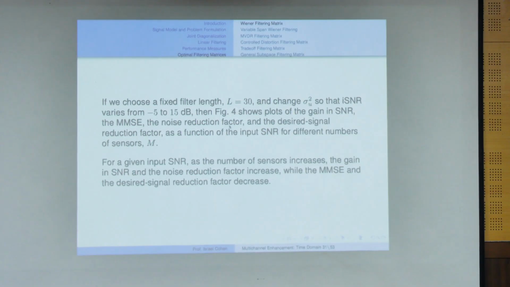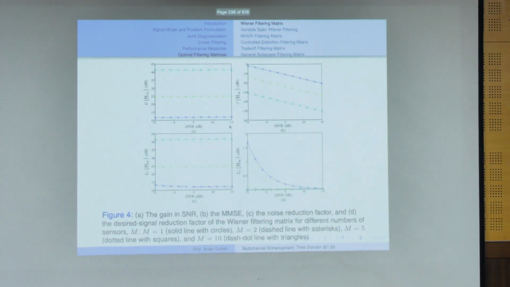Now, suppose that we choose L equals 30, and we change the variance of the interference such that the input SNR changes from minus 5 dB to 15 dB. So we plot the gain in SNR, the MSE, the noise reduction factor, and the desired signal reduction factor as a function of the input SNR for different numbers of sensors. The blue is one sensor. This is 2 sensors, 5 sensors, and 10 sensors. You see, the more sensors that we use, the more noise we are able to reduce.